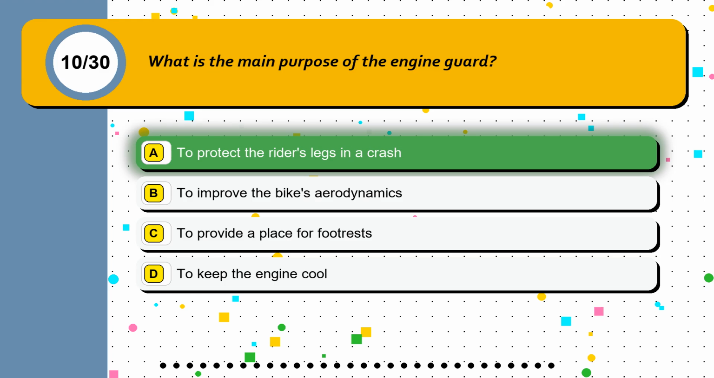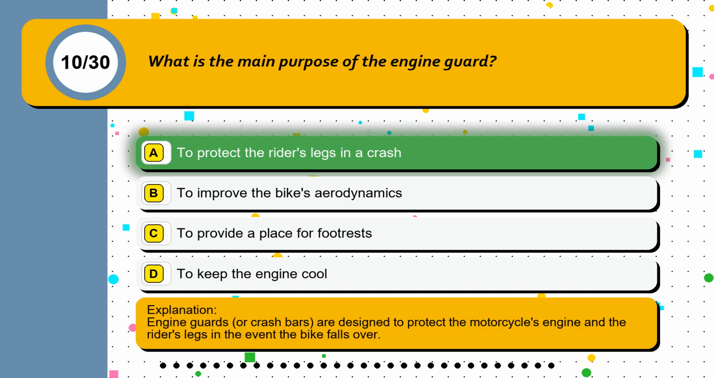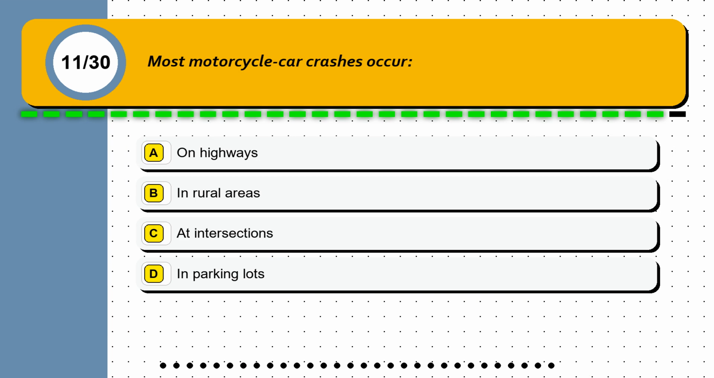The correct answer is option A. To protect the rider's legs in a crash. Engine guards, or crash bars, are designed to protect the motorcycle's engine and the rider's legs in the event the bike falls over.